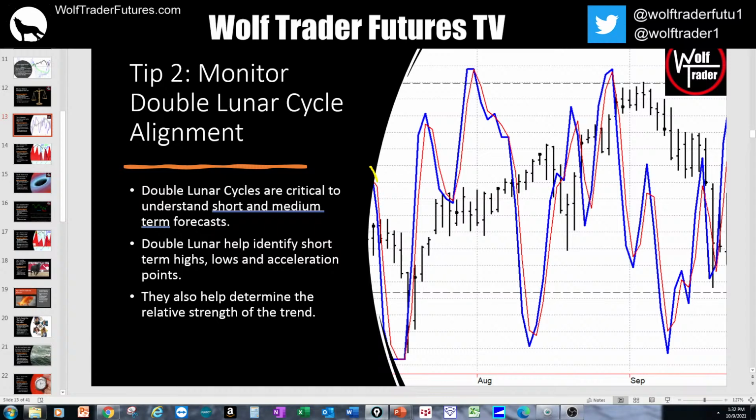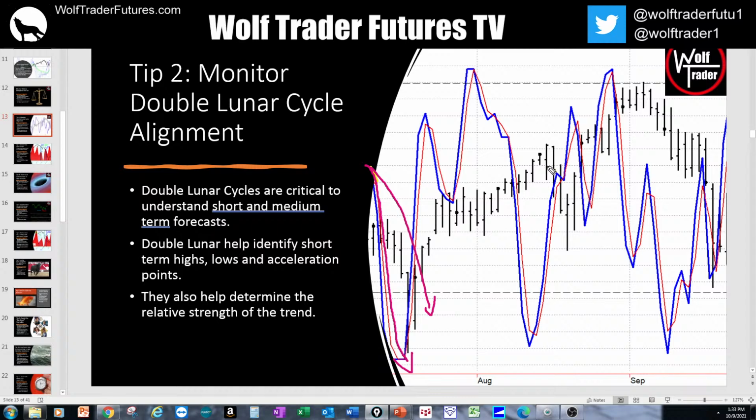You can see here, going back into July, this is just a little snapshot of July. I know these charts are more artistic looking today, but this is the double lunar cycle declining here, and you can see the market followed it down. I like this because it lets you look out into the future to kind of forecast.